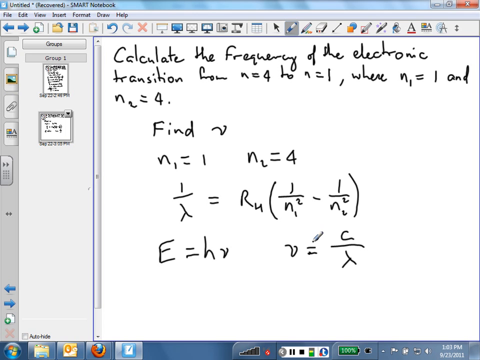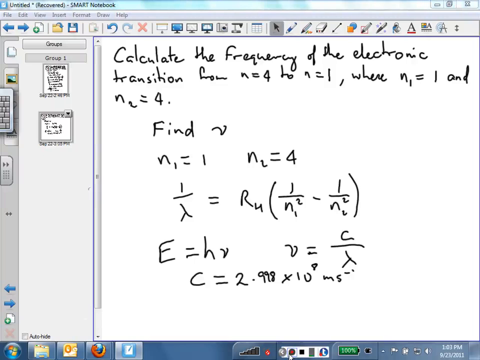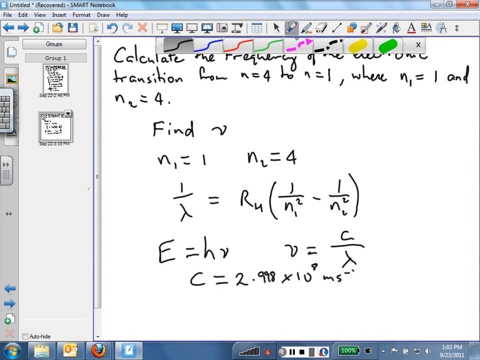So now we only need to determine c, which is the speed of light, and equals 2.998 times 10 to the 8 meters per second. So now we simply solve for lambda as before, substituting in our values.